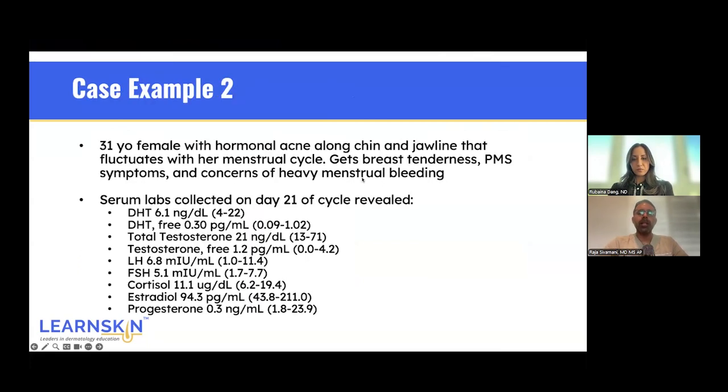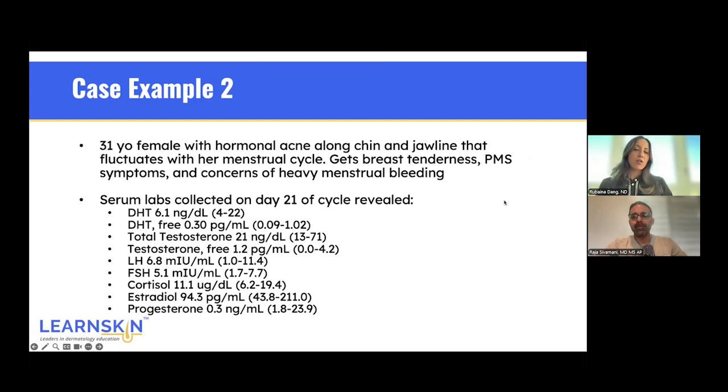All right, so we've got another case, and this one, slight different variation, 31-year-old female. Again, super common, unfortunately. And we've got the same sort of hormonal acne, breast tenderness, PMS symptoms, concern of heavy menstrual bleeding. I really like this case because this is a little differentiated from the previous case. You're not necessarily thinking PCOS here. This is a little bit more of, gosh, hormonal cycling. Could there be something going on here with a different sort of hormone balance or imbalance? So again, one of your cases. Let's walk through this one as well.